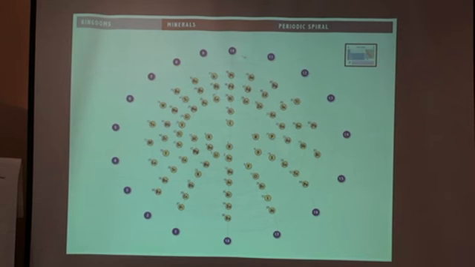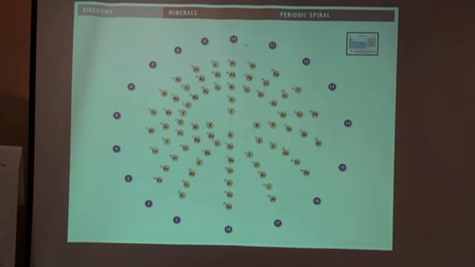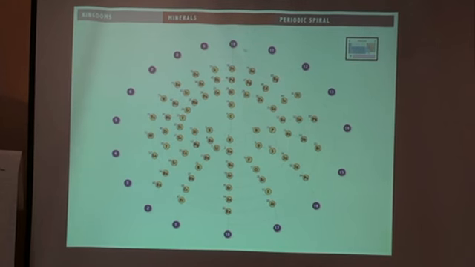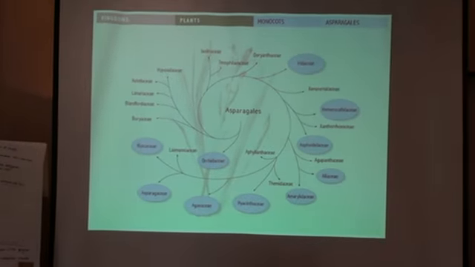And this is the spiral version of the table that a lot of folks are using. And again, you can go back and forth between those two views of the periodic table quite easily. So that's it.